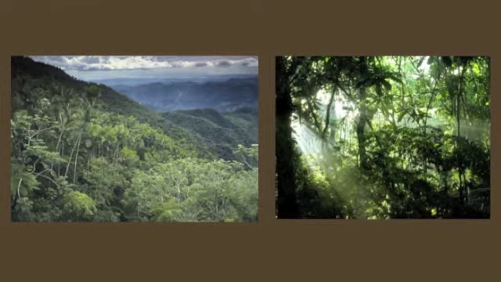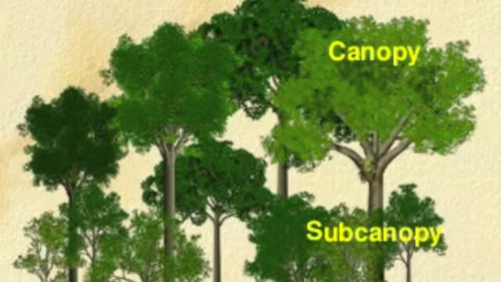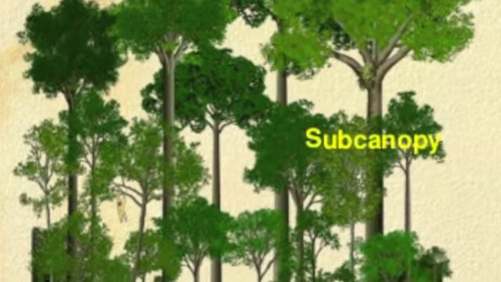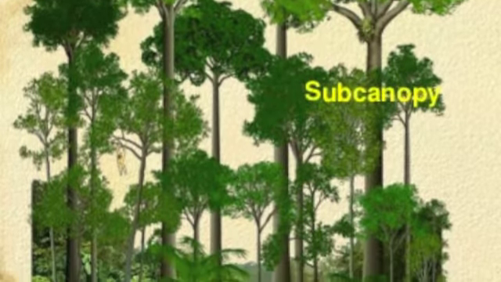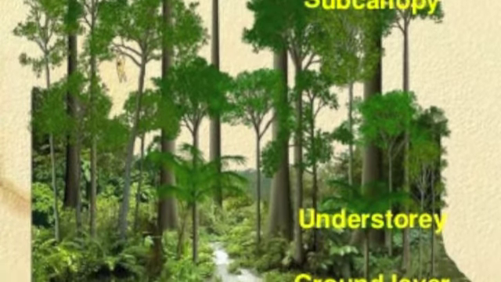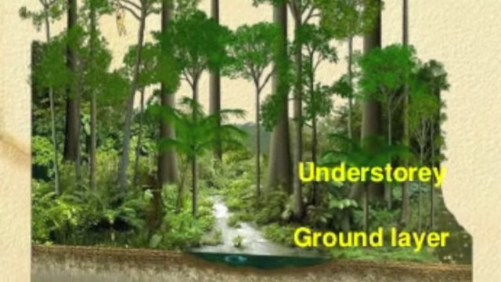Then there are the tropical rainforests. They have the greatest biological diversity. They have vines, orchids, palms, and more. Tropical rainforests are complex and can be divided into 4 distinct strata, representing zones of different vegetation. The strata are canopy, subcanopy, understory, and ground layer.